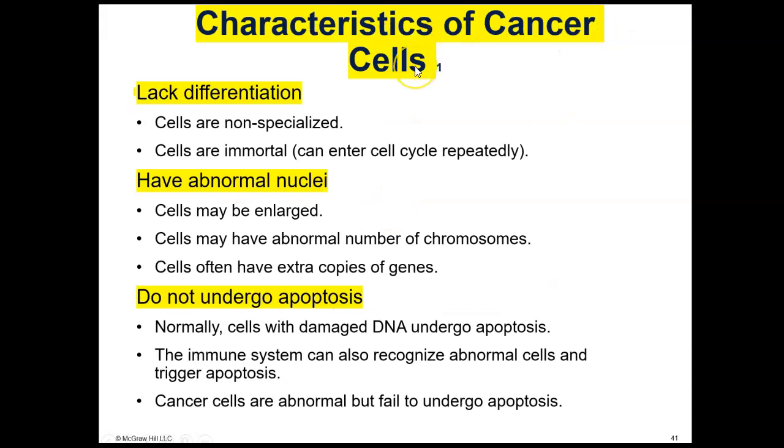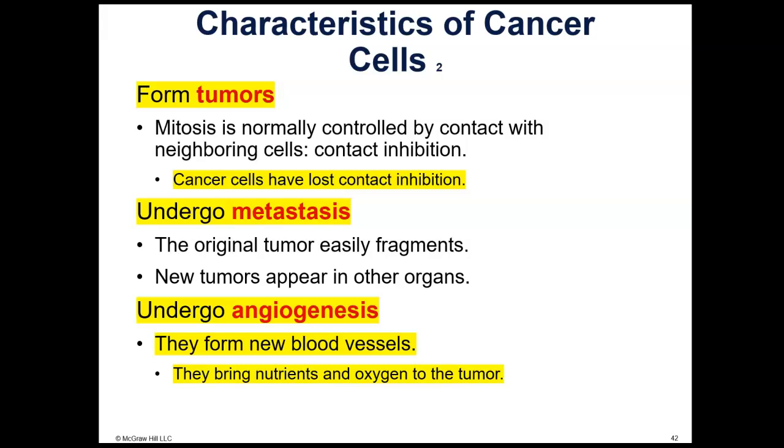Now, cancer cells are different from normal cells. They lack specialization or differentiation. They're not specialized to do anything. They just keep dividing. That's all. That's what they do. It says here they're immortal. They can enter the cell cycle repeatedly. So really cancer is mitosis that's uncontrolled. The nuclei of cancerous cells is abnormal in some way. And cancerous cells, even though they're abnormal, don't undergo apoptosis. They're not programmed to die. And that's what makes it cancer, and that's what makes it dangerous.